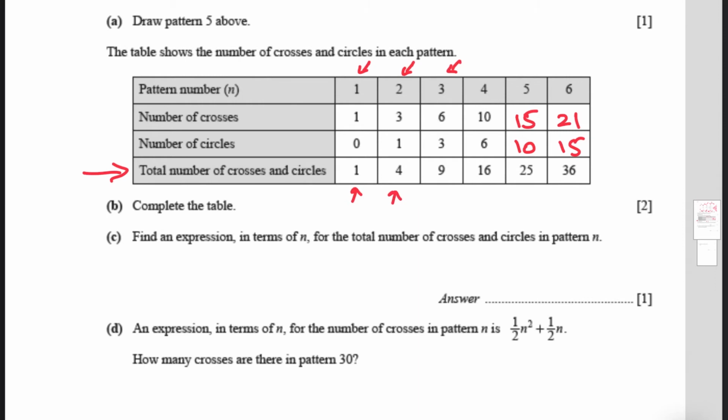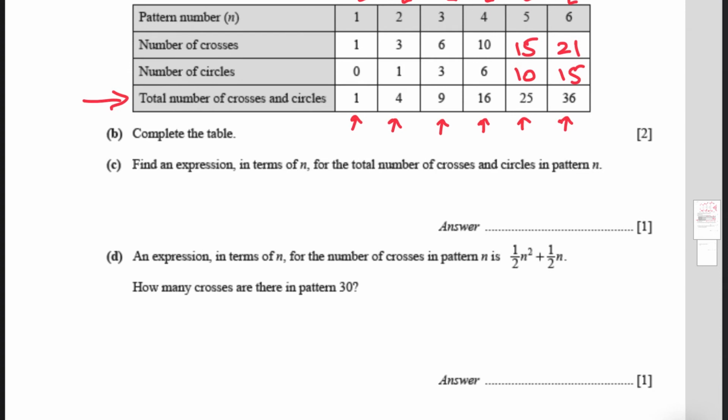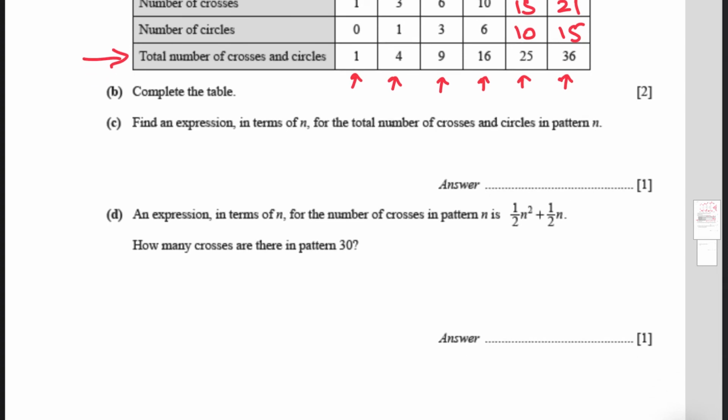For the third term, if you square 3, you would get 9. For the fourth term, if you square 4, you would get 16. For the fifth one, if you square that, you would get 25. And if you square 6, you get 36. So technically, the term squared gives you the total number of crosses and circles. So the expression is n squared.